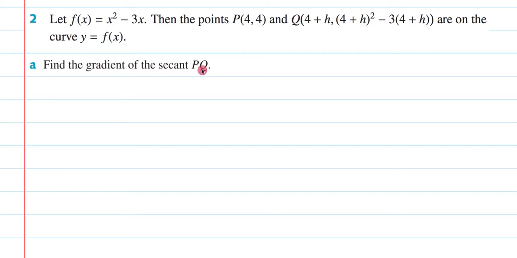Remember, all we're finding here, you see the word secant, don't get thrown off by that. It's just considering the line that passes through P and Q. Now, to find that gradient, what we're going to be considering is y2 minus y1 over x2 minus x1.